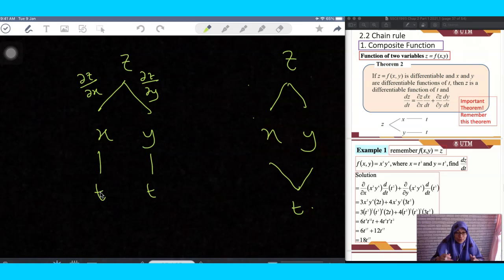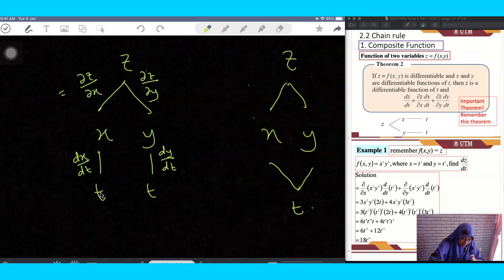Remember I told you how we can differentiate the del and the D. So del is for more than one variable or parameter. D is for a single variable or single parameter. So now from X to T we have D, dx over dt. Similarly for Y, dy over dt.